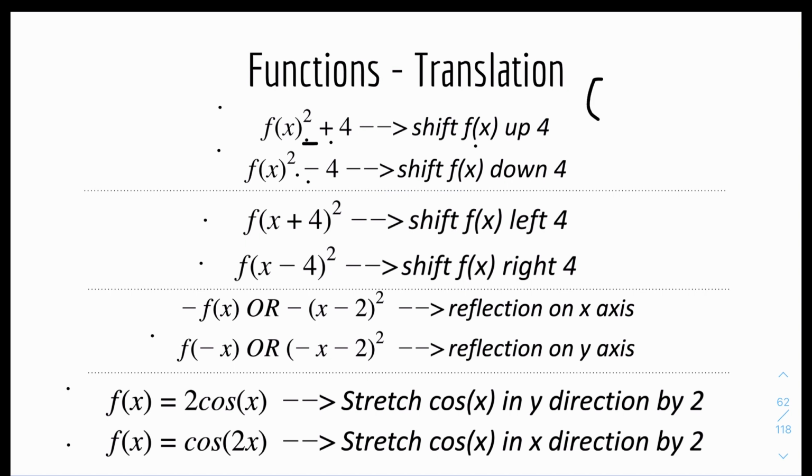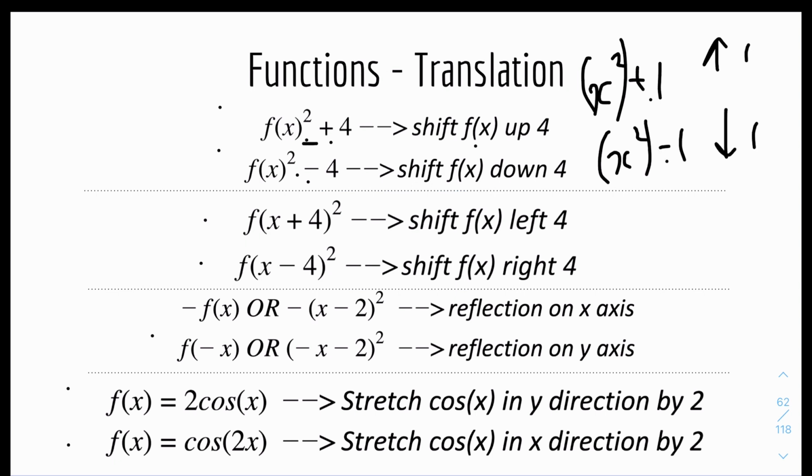So if you have, let's say, x squared plus 1, because it's outside the bracket, it's not like x plus 1 is different. If it's outside the bracket, like so, you shift it up by 1. And if it's outside the bracket, with a minus, shift it down by 1. It depends on the sign.